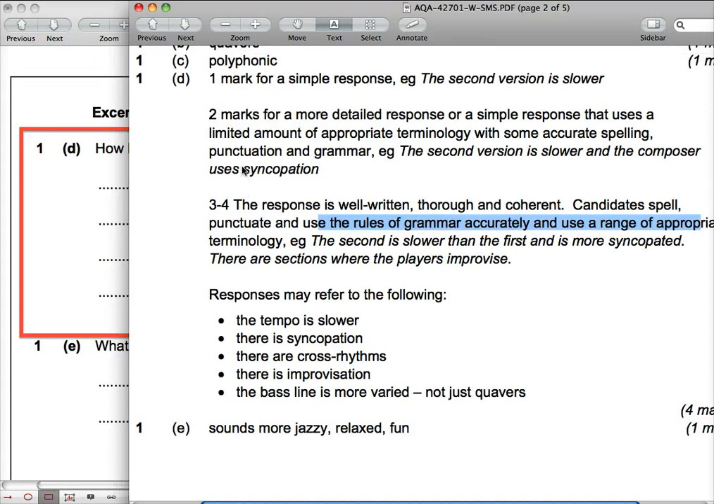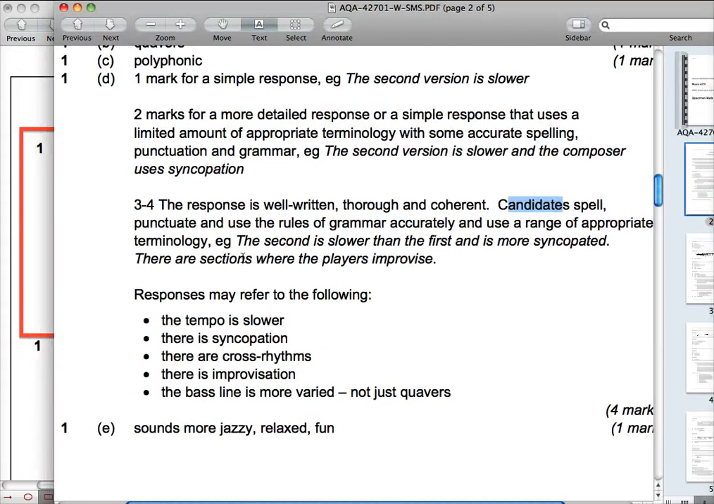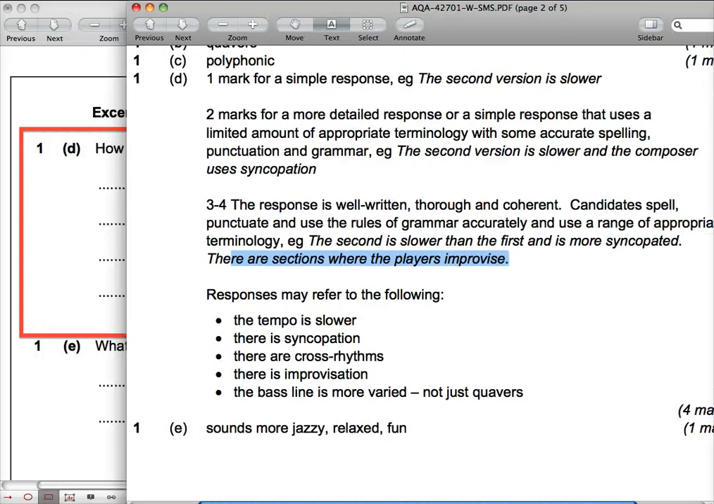So in order to get the full range of marks, the response needs to be well written, thorough and coherent, spelling, punctuation, grammar, as we've already said, and use appropriate terminology. So the answer it suggests here is that the second version is slower than the first and is more syncopated. So that was a recent word of the week, so that shouldn't be a problem for you. And there are sections where the players improvise.